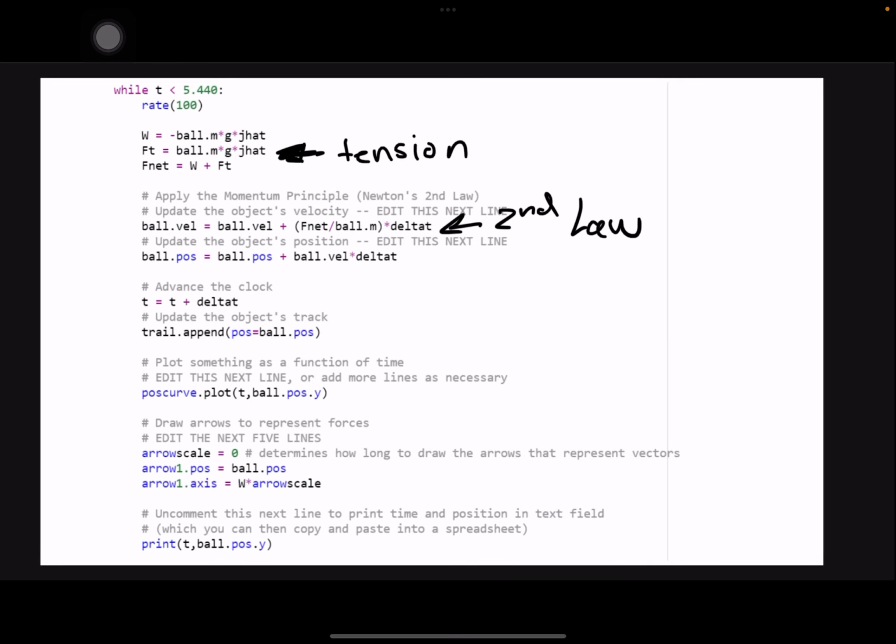Moving further into this code, when time is less than 5.4 seconds, we have to analyze all of the different forces. We do this because it is essential in our ball's velocity update formula, which is Newton's second law. Here we analyze weight and tension to create that net force, or F net.